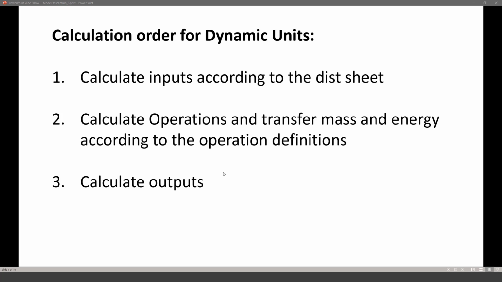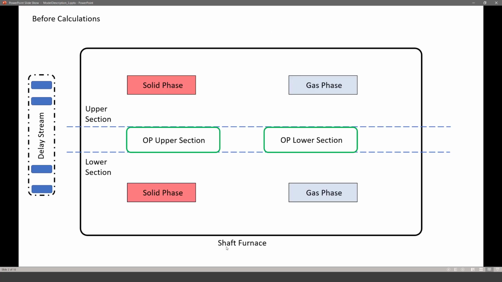Finally, let's make a short summary of what happens inside the dynamic unit during the calculations. So the calculation order is of course the same as what we covered previously in the tutorial. So first we calculate the inputs, then the operations, then the outputs. So in this case, our shaft furnace looks like this. We have two tanks, lower section and upper section tank. Then we have two operations, one for the upper section, one for the lower section. And both of the tanks contain solid and gas phase. And then we have the delay stream here.